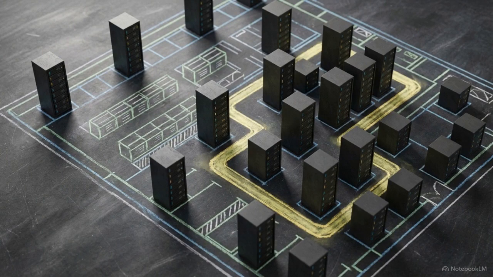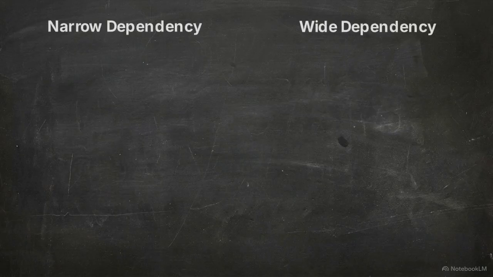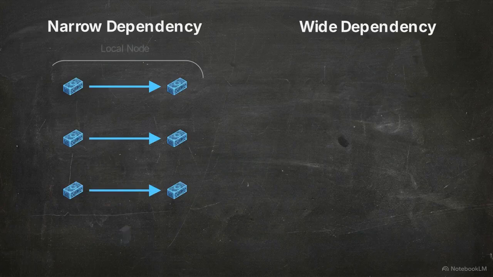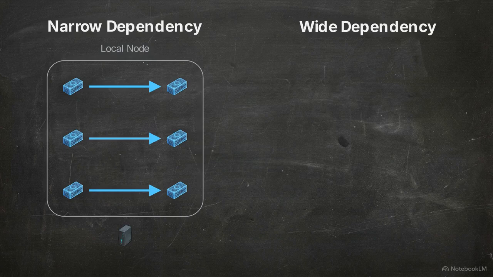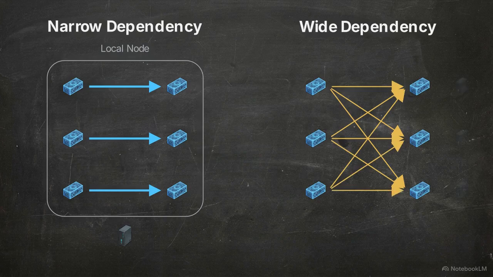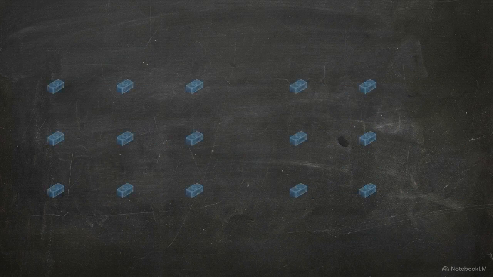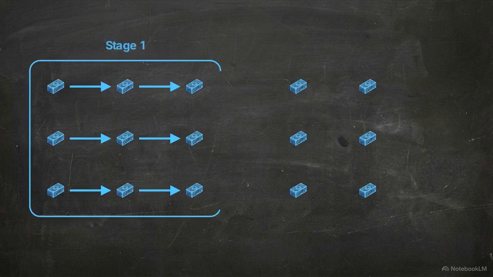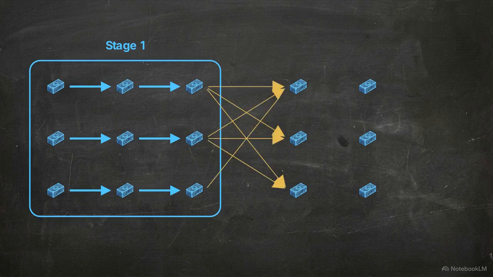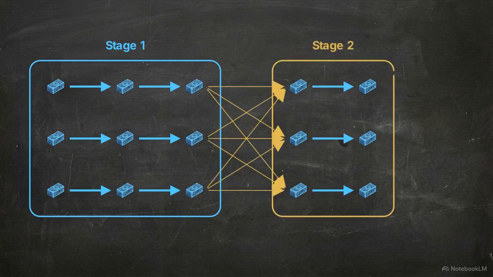This lineage graph doesn't just provide safety, it dictates how the system physically schedules tasks across the cluster. Spark distinguishes between two dependencies. In a narrow dependency, each parent partition is used by at most one child partition. This allows a single node to execute an entire pipeline of operations locally without any network communication. In contrast, wide dependencies occur during operations like a join. These force the system to pull data from multiple parent partitions, requiring a shuffle of data across the network. Spark's scheduler analyzes the lineage graph to group as many narrow transformations as possible into a single stage, delaying the expensive network shuffle until it is absolutely necessary.